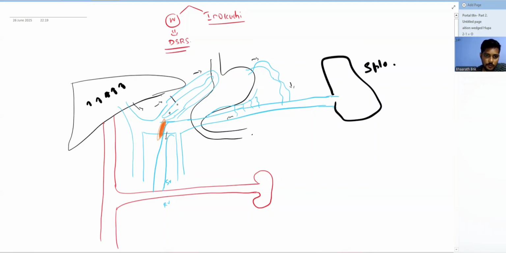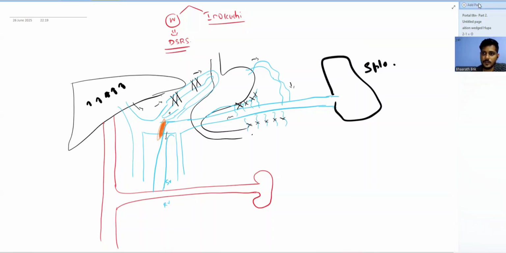So that is why, to prevent that, they cut these left gastric veins. They cut the gastroepiploic veins and they cut these small pancreatic veins that used to drain into the spleen. They cut these splenic pancreatic veins, right? So all these are cut.